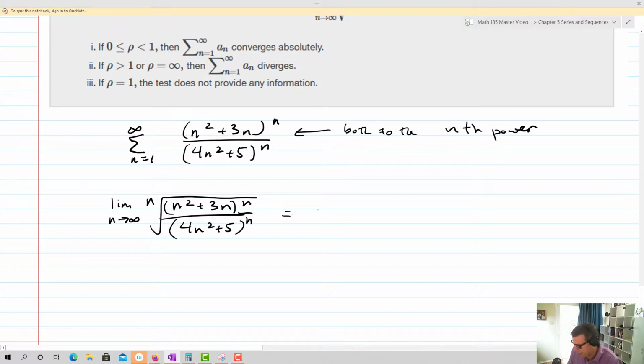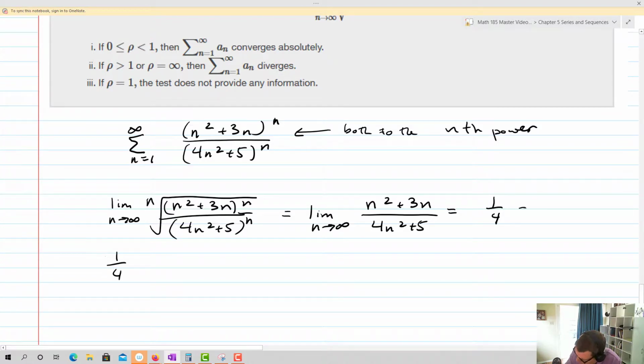And so it's really clean. It ends up being the limit as n approaches infinity of n squared plus 3n divided by 4n squared plus 5, which is now just equal to 1/4. So we know that that's my rho. Rho equals 1/4, which is less than 1. And so the series converges absolutely.